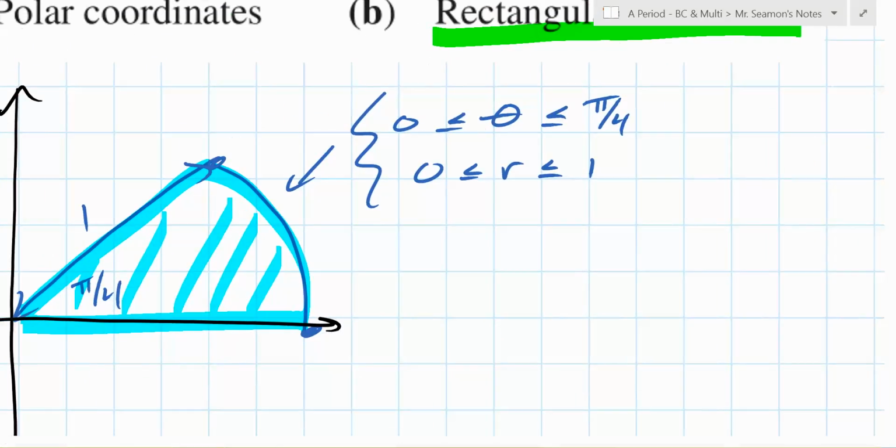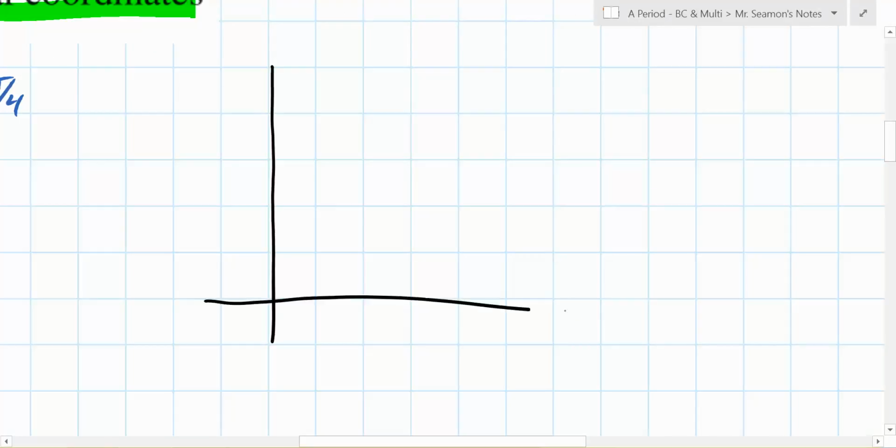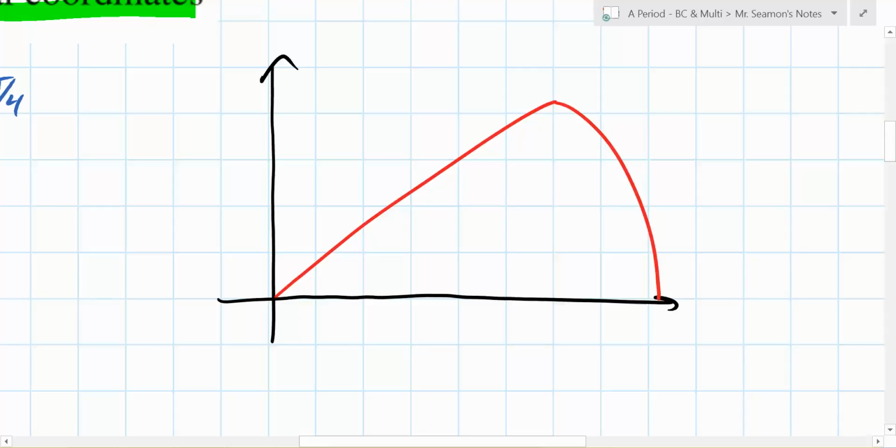How many inequalities are you going to have to use in rectangular coordinates on this one? How many different regions are you going to have to work with? I'll rephrase my question. If you wanted to integrate and find the area of that slice in rectangular coordinates, how many integrals would you need? You would need 2 integrals. Why would you need 2 integrals, Suzanne? Yeah, exactly. You would need to break it right here.